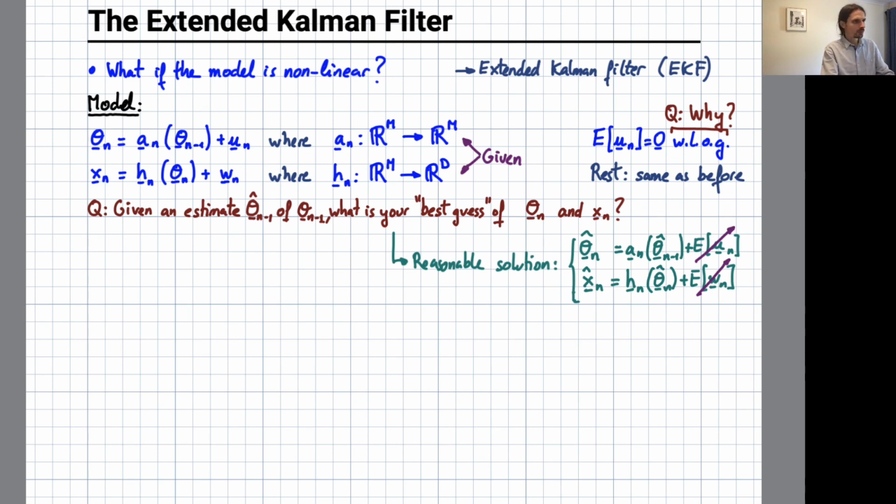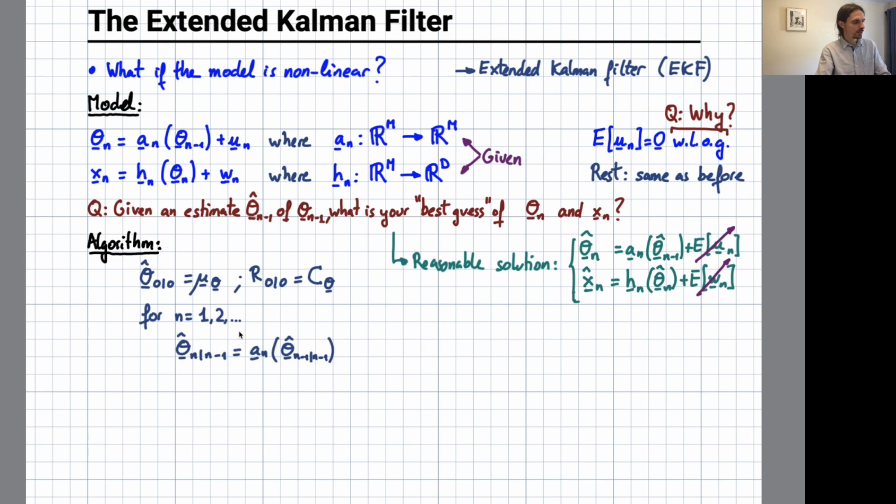So let's look now at the algorithm. It again starts with an initialization, which is exactly the same as in the Kalman filter. And then for each iteration, we have the following steps. The first one is a prediction step, which agrees 100% with our intuition. And the second one is to approximate the error of this prediction.